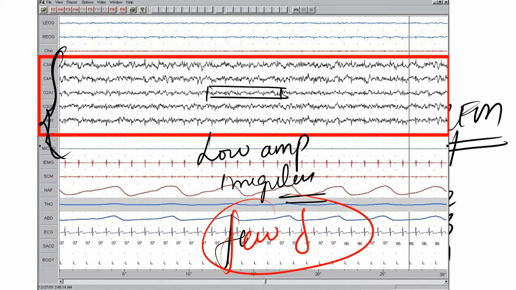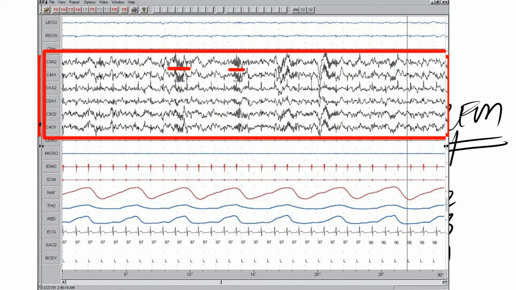Okay, so in stage 1, that is drowsiness, you have low amplitude irregular waves with few delta waves, which are not seen here. But now the person moves on to stage 2. Here we see these things. What are these things? These things are spindle bursts.